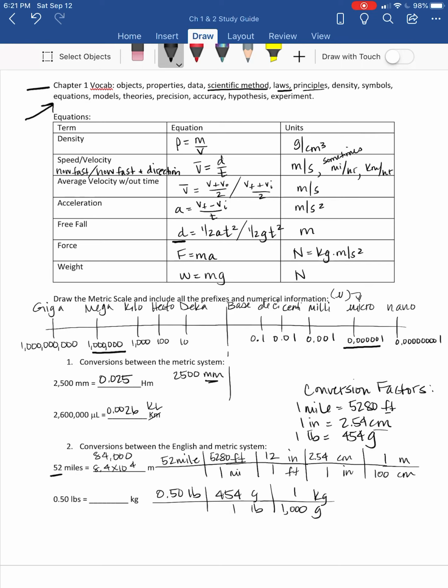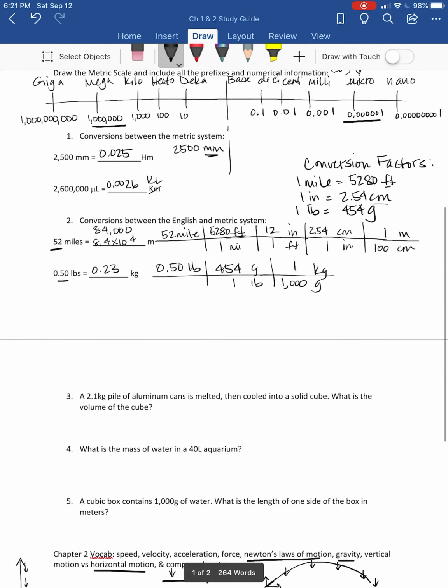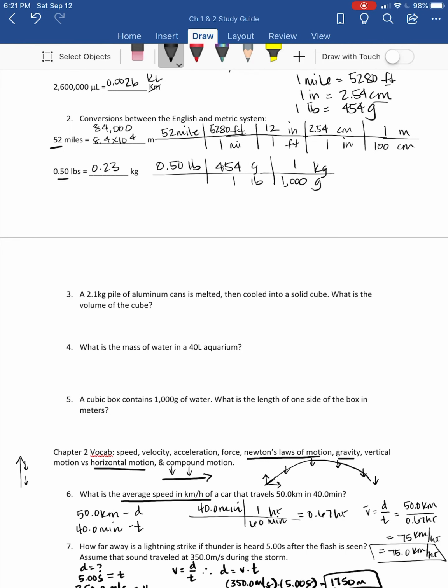Now, how many significant figures do we need to have in our answer? We need to have 2. And I got 0.227 when I did it on my calculator. So that's going to round to 0.23 kilograms. Okay, hopefully that all makes sense. All right, then we went to density.